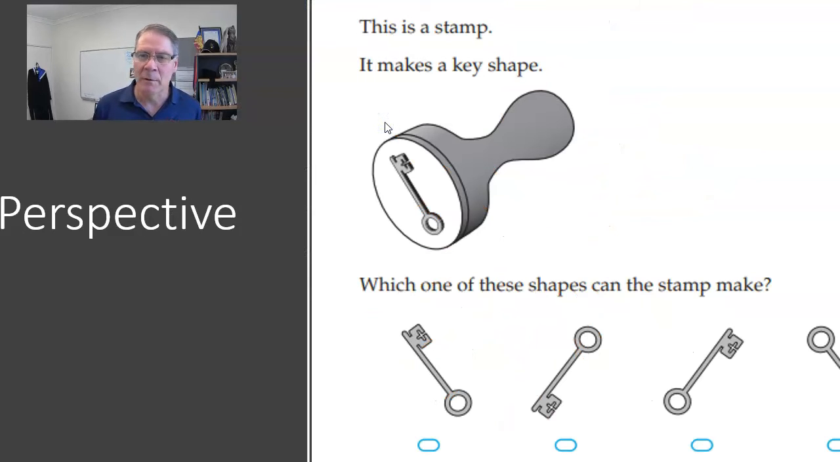So it talks about perspective, and again that's getting students to conceptualize shape and space. In other words, here's a stamp, it makes a key, which one would the stamp make? So you've got to manipulate this in your mind. That one is at the bottom. Is that going to be on the left or the right? What's your answer? That one at the bottom is going to be on the left. That one at the bottom is on the right. That's no good. Okay, that's not it. I'll have to turn that shape off.